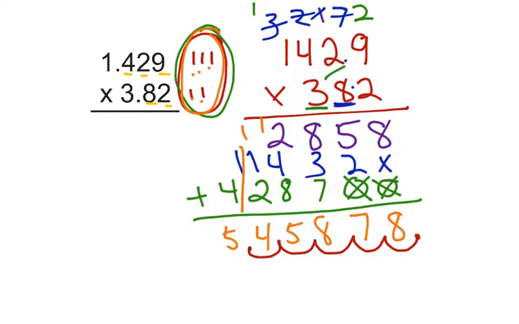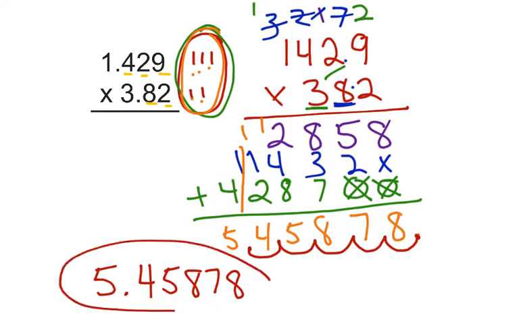So my grand total is 5 and 45,878 hundred thousandths, which is a little bit of a mouthful. But that's my grand total. We had to move the decimal 5 places at the very end. Let's look at the last example.